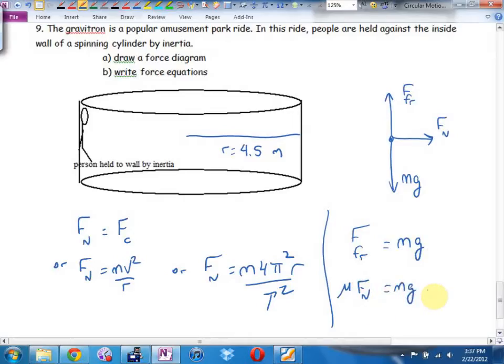I don't know the normal force, but wait a minute. That's not the circular motion equation. This is the circular motion equation. I don't know the normal force. Oh, but look. I know another equation that will let me figure out another expression that's the same size as the normal force. Get the normal force by itself.